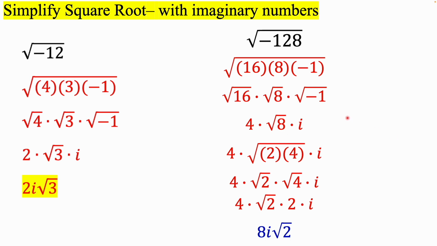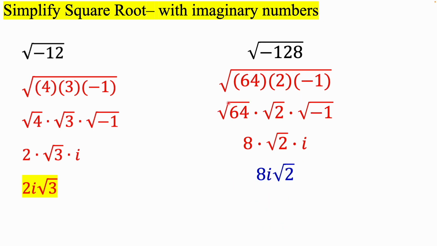Now for example, let's say I did it 16 times 8 times negative 1. 16 times 8 is 128. Now the square root of 16 gives you a 4. The square root of 8, we won't get a nice number. But we can split up again. We could say we have the square root of 2 times 4, and we know the square root of 4 gives you a 2, and so then you do 4 times 2 is 8. So then you get 8i times the square root of 2. So you would get the same answer, but it's more work.